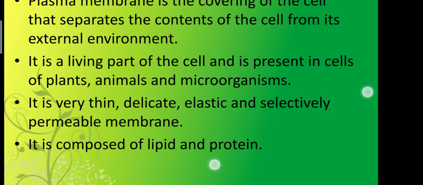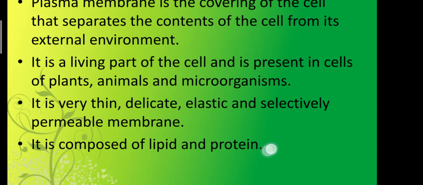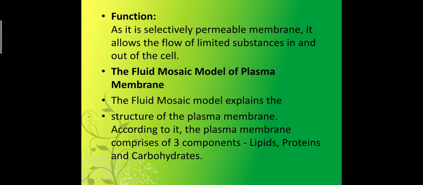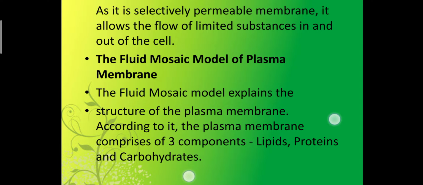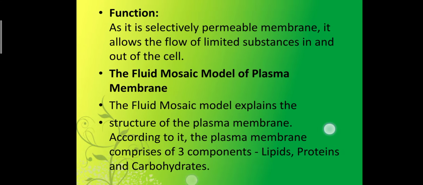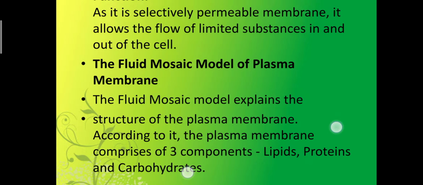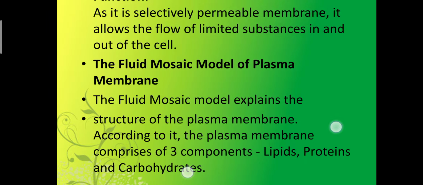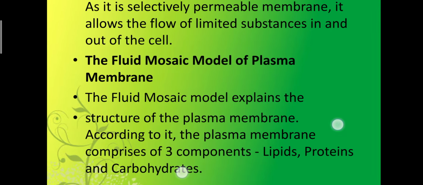Selectively permeable means allowing a few smaller particles to pass through it while not allowing the larger particles to pass through. It is composed of lipid and protein, the two main components. Functions of the cell membrane: it is a selectively permeable membrane which allows the flow of limited substances in and out of the cell. It helps in the nourishment of the cell. It separates the internal part of the cell from the external environment.